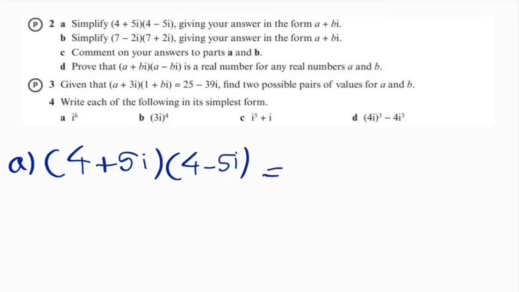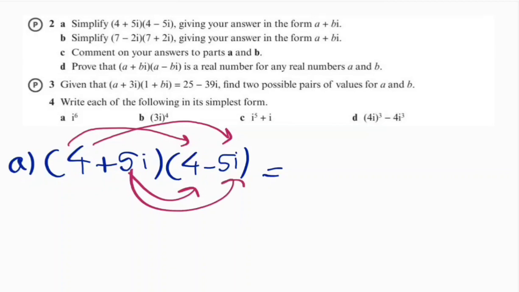So we need to expand this, and we start by multiplying 4 by 4. So 4 times 4, then 4 times -5i, 5i times 4, 5i times -5i. 4 times 4 is 16, 4 times -5i is -20i. 5i times 4 is +20i. 5i times -5i is -25i squared. And we know that i squared is -1.